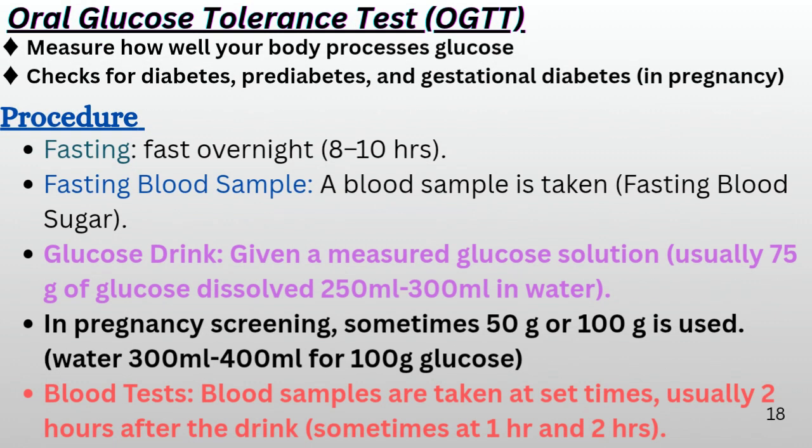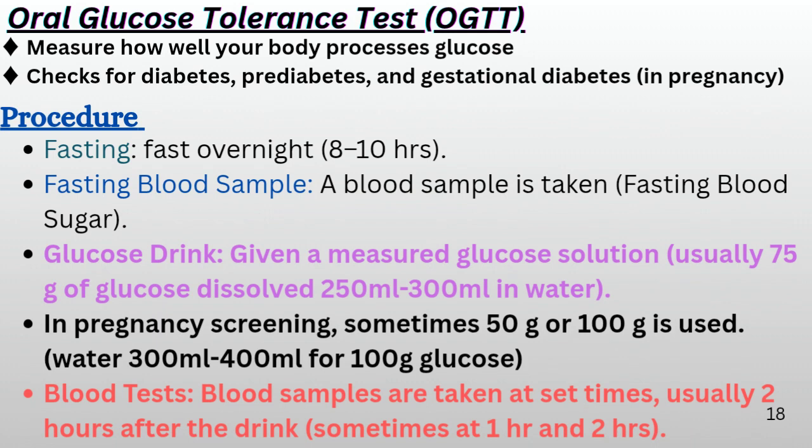The oral glucose tolerance test, or OGTT, is a test that measures how well your body processes glucose. It is commonly used to check for diabetes, prediabetes, and, during pregnancy, gestational diabetes. The procedure begins with fasting. You need to fast overnight for 8 to 10 hours before the test. On arrival, a fasting blood sample is taken to measure your blood sugar level. Next, you are given a measured glucose solution to drink. For most adults, this is 75 grams of glucose dissolved in 250 to 300 milliliters of water. In pregnancy screening, different amounts may be used, sometimes 50 or 100 grams of glucose, dissolved in slightly more water.